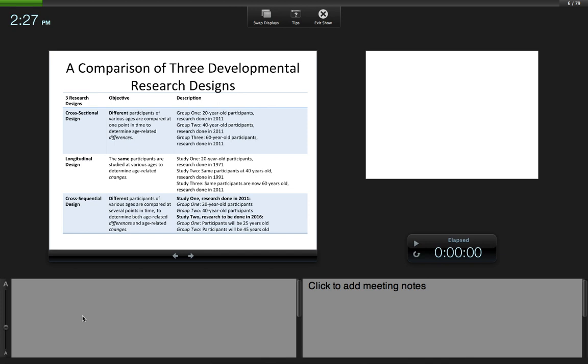In the cross-sequential design, we have different participants of various ages that we compare at several different points in time. So again, we can look at age-related differences and age-related changes. For here, study 1 would be in 2011. We'd have one group of 20-year-olds, one group of 40-year-olds, and again, looking at them when they're 25 and 45. So the cross-sequential design, it combines a little bit of the two of these, but it doesn't have the long-term study approach here. It's going to be a much more truncated period of time.